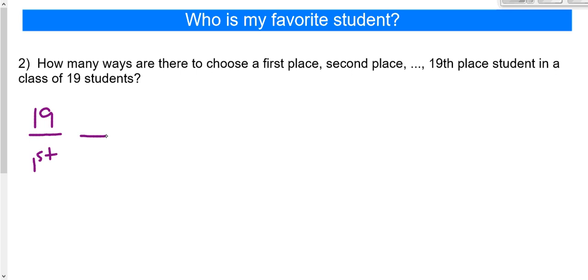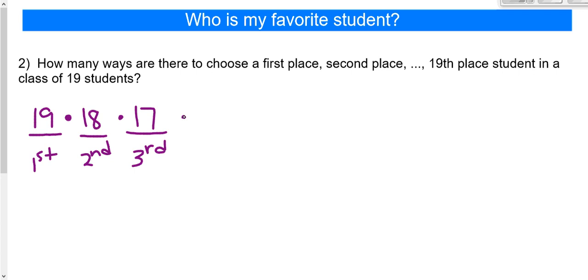And you have second place. Remember, I said and, that means I'm going to multiply. How many choices do I have for second place? Well, I used up a student choosing that student for first place, so I only have 18 students remaining to choose from. And so multiply again, I'm going to choose a student for third place. How many choices do I have? Well, I already chose my first place and my second place, so now I have 17 choices left. Now you can see where this is going.